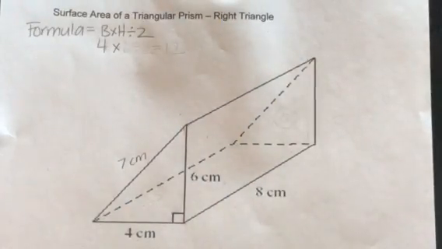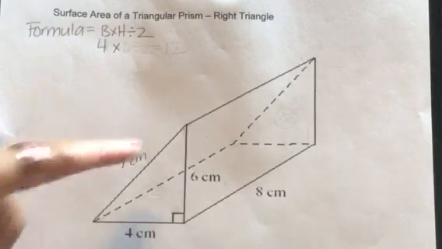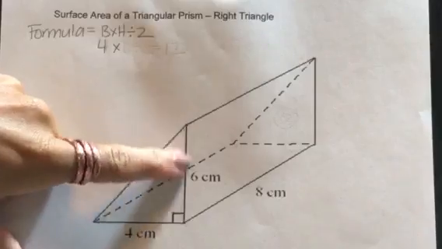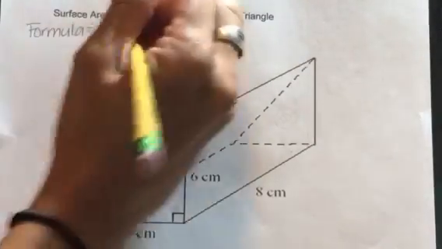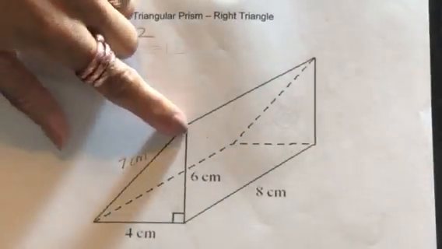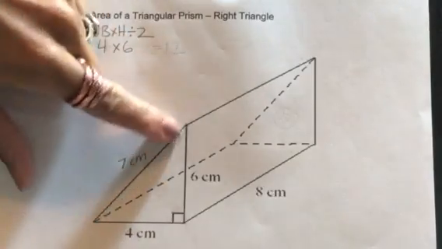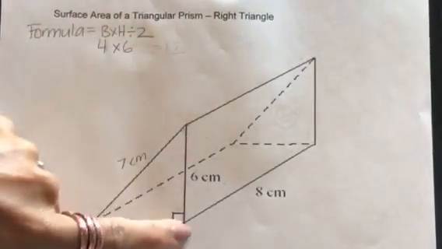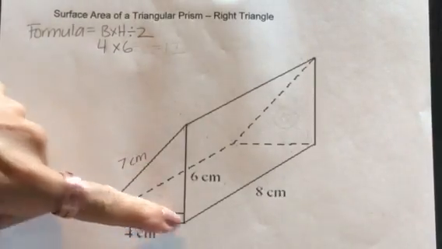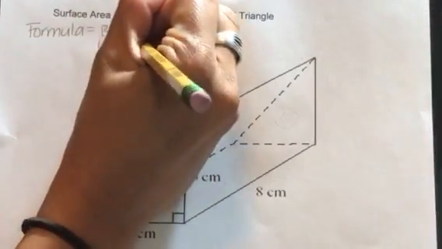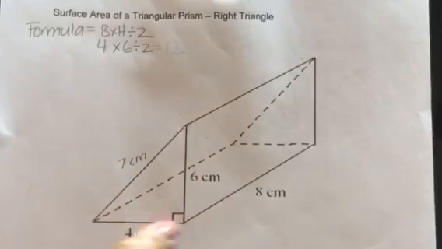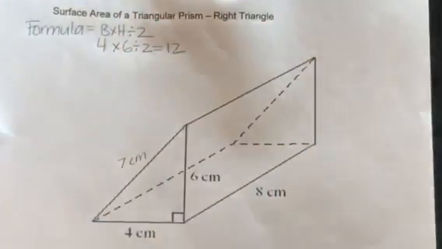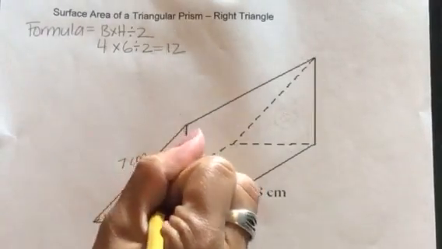Now we need the height. Remember, the height is how tall it is, or the straight up and down line. So this has to be the height, which is 6. Don't get confused with this here. This is not the height. This is the slant. The height is always the straight up and down point. So we're going to use 6. And then we're going to divide that by 2, since a triangle is half of a rectangle or a square. And we get 12. So I now know that this front face is 12.